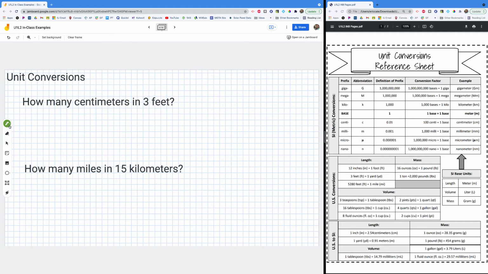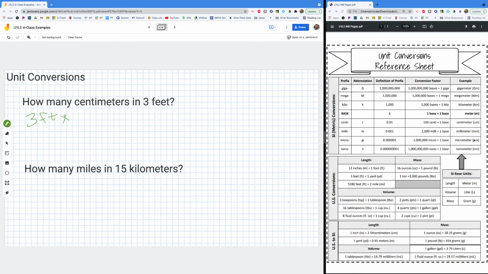Next, we have feet to centimeters, so we'll start with 3 feet. Feet is a US unit, and centimeters is metric. So we're going to need one of these conversions down here. Doesn't matter which one you use. It's length, so you've got to pick from one of these two. But either way, you'll get pretty close to the same answer. We'll do it both ways to show you that. So let's do the probably more obvious one first.